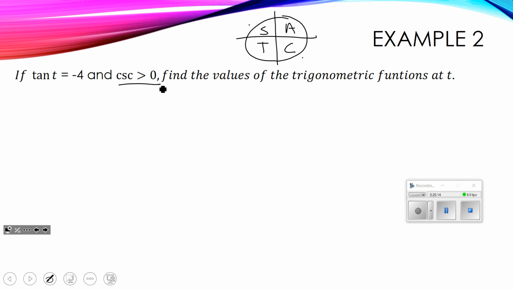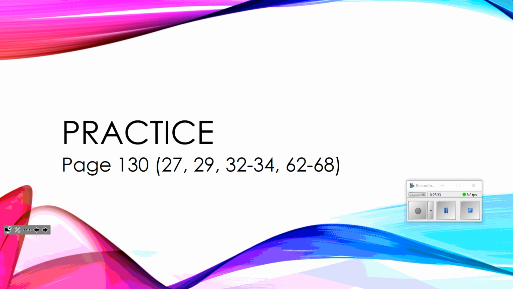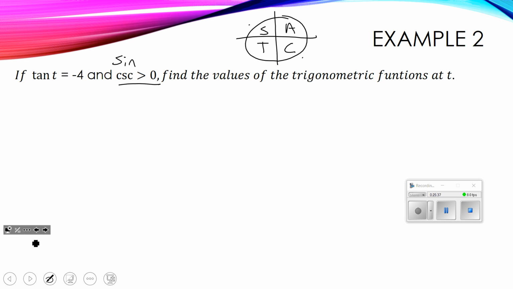What's the reciprocal? The sine. These are cosecant, and the sine is the reciprocal of that. So I know that the sine is positive. So what quadrant are we in? Which one has the sine positive? Quadrant 2. So I know I'm in quadrant 2. This is where I am. I'm in quadrant 2, so I might even put that.